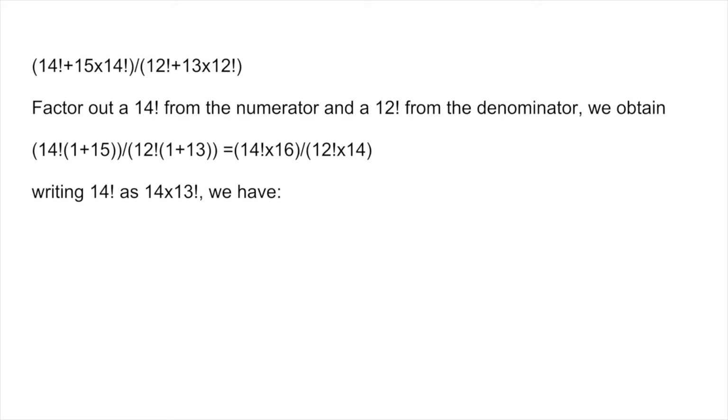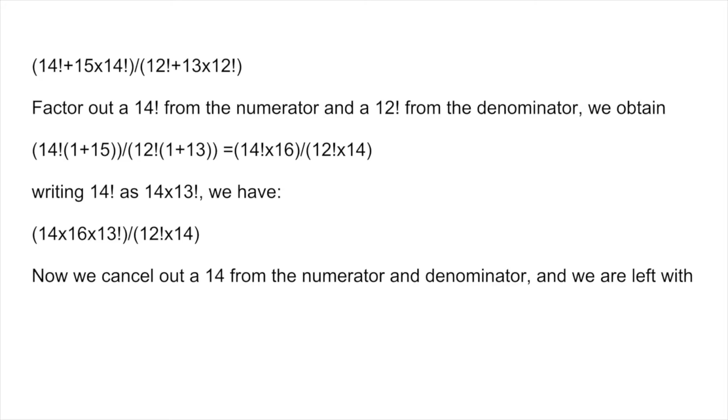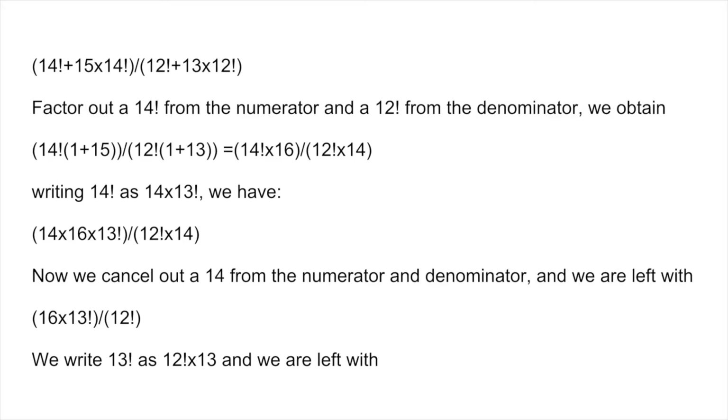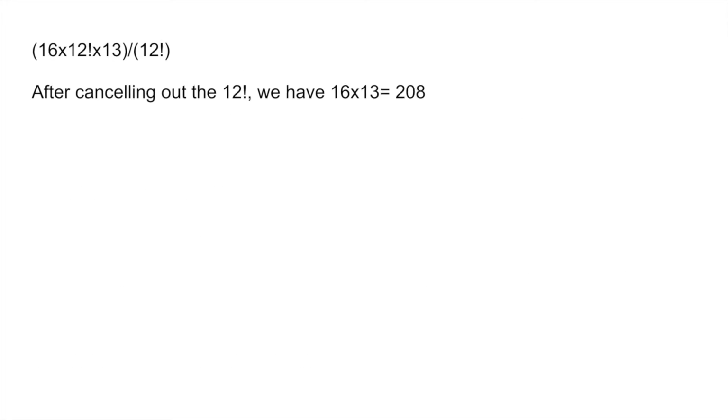Writing 14 factorial as 14 times 13 factorial, we have 14 times 16 times 13 factorial over 12 factorial times 14. Now we cancel out a 14 from the numerator and denominator, and we are left with 16 times 13 factorial over 12 factorial. We write 13 factorial as 12 factorial times 13, and we are left with 16 times 12 factorial times 13 over 12 factorial. After canceling out the 12 factorial, we have 16 times 13 equals 208.